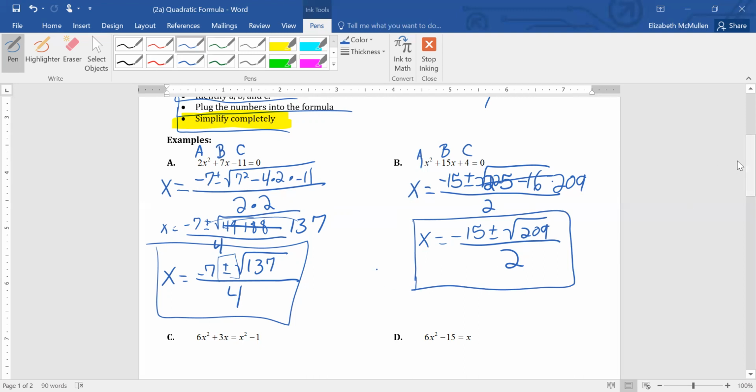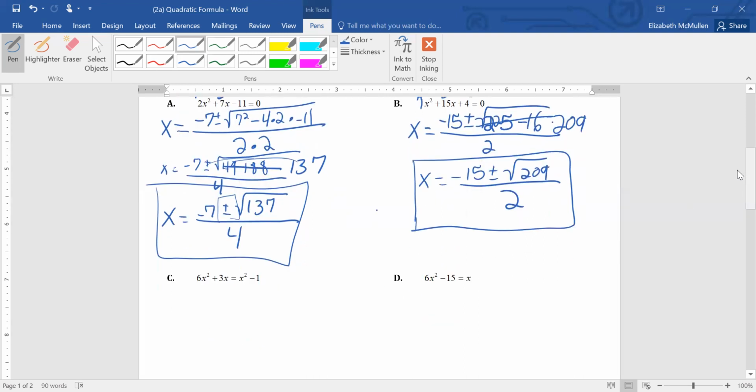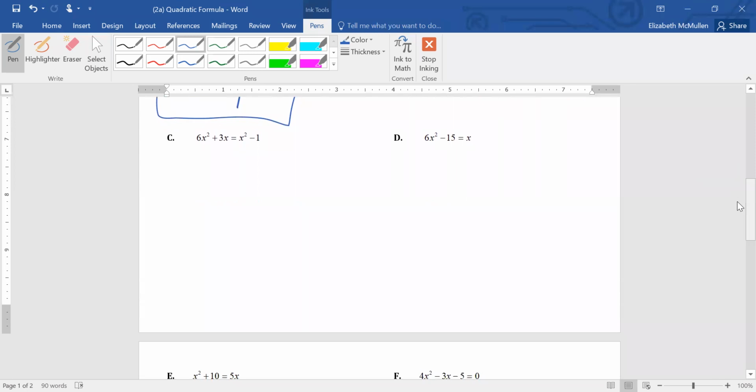All right, let's look at C, because C's got something unique about it, something that's different about the other two examples that we've done before. Do you notice something? Yeah, it's not equal to 0. All right, our first condition for using the quadratic formula was it has to be equal to 0.